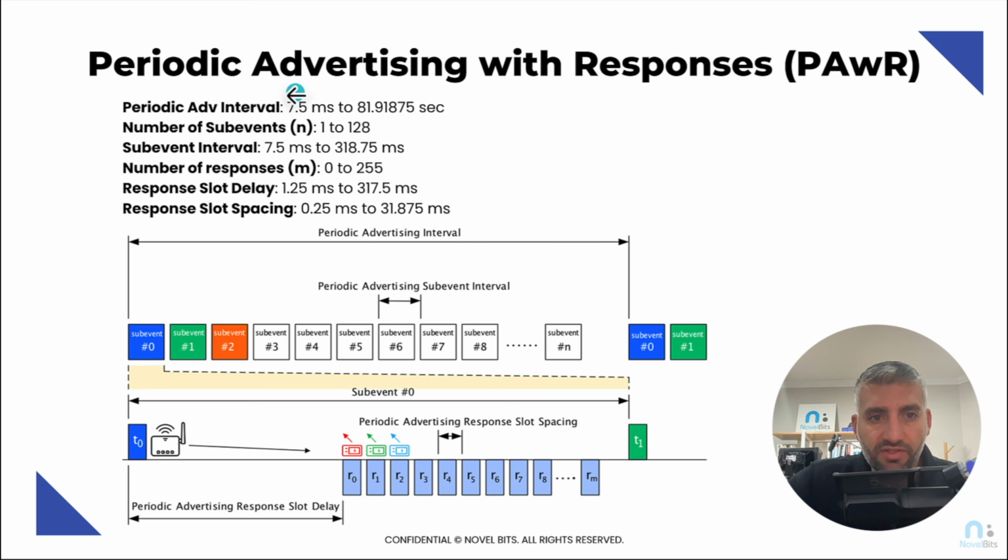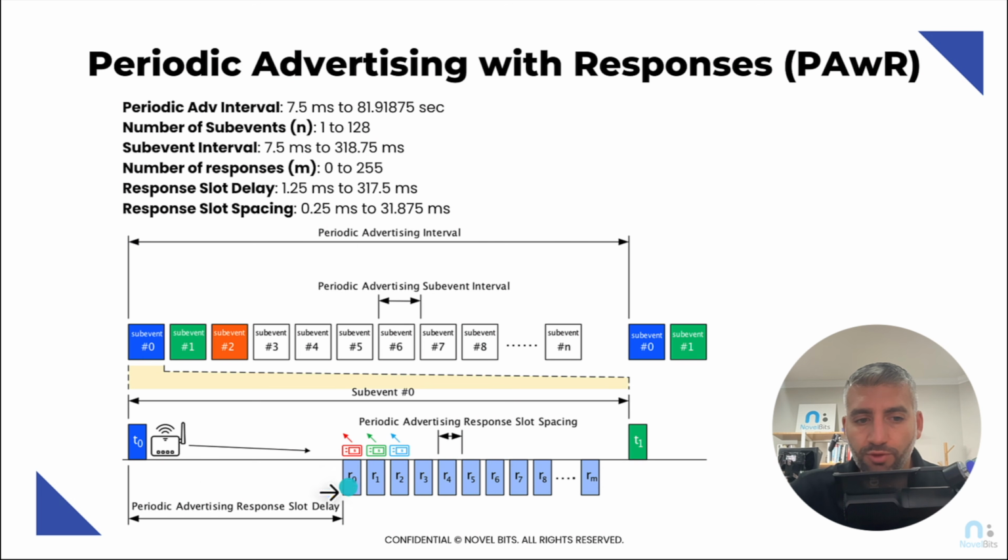I won't go through all these parameters, but here you can see the different values that are allowed, the ranges for each of these. Most importantly, we can see the sub-events. There are 128 sub-events that can be defined. The number of response slots is 0 to 255. So if we wanted to assign each and every device a specific sub-event, then we can have a maximum of only 128, because that's the number of sub-events.